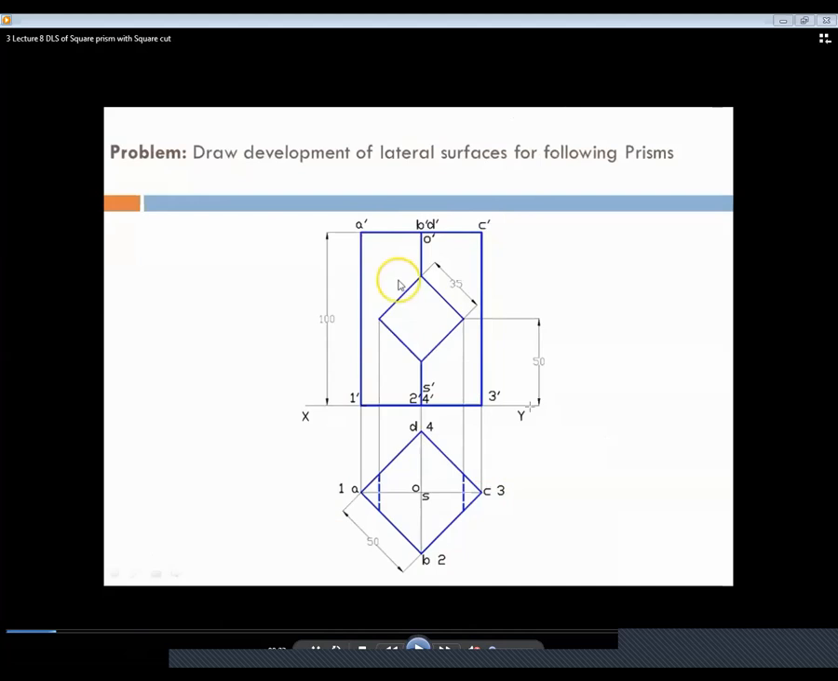XY line is faint. Again I am repeating, this XY line is faint. These projection lines are also faint. Just the main part is dark, which is shown by blue colored lines. Okay, you will also get the idea about it, and in first year also you have drawn such types of diagrams. Now we have to develop this part. Now how to develop?